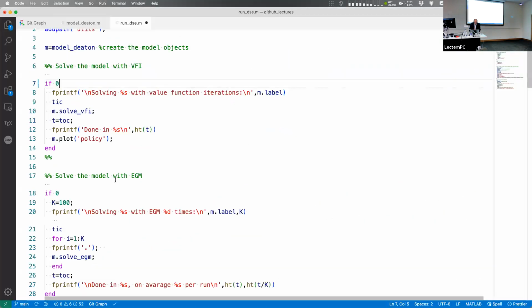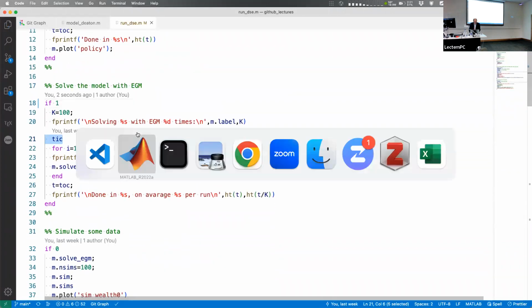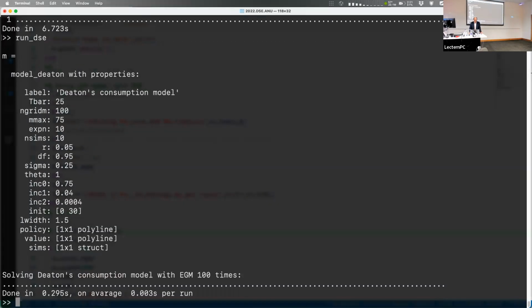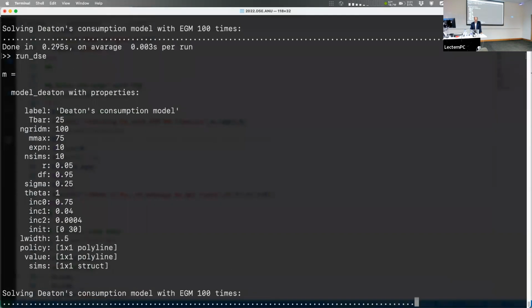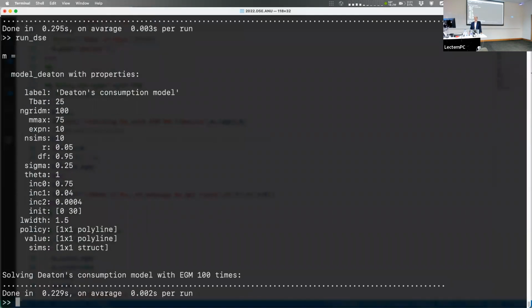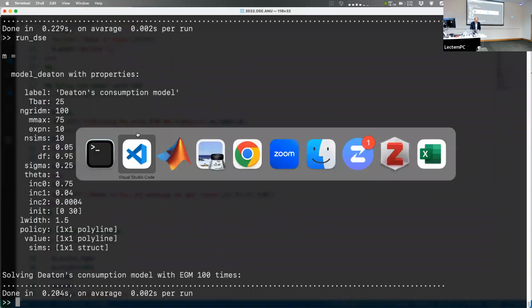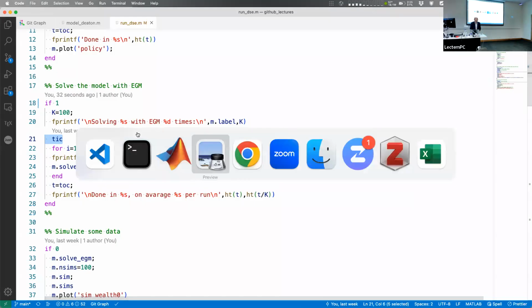There's an ad hoc way of switching different parts of the code here. I'm going to solve the same problem with the EGM, right? Oh, and there we're done. It was pretty fast, wasn't it? Do it again, it's done. Now, this solved it 100 times. Every time I press the button here, I'm solving hundreds of these problems. And one solution takes 0.02 to 0.002 of a second compared to about 6 seconds before. So the speed up is absolutely amazing, as you would expect.